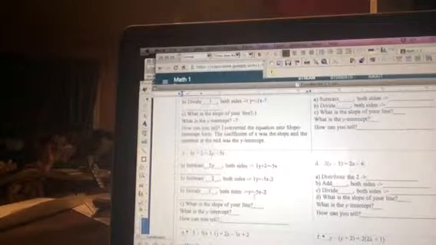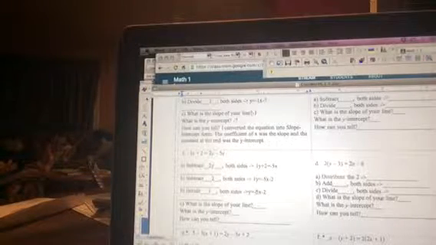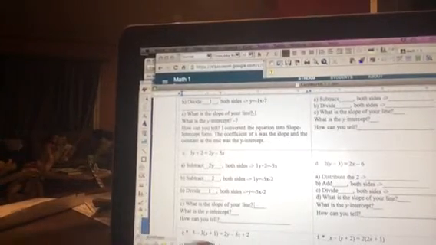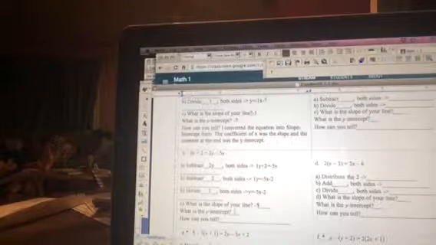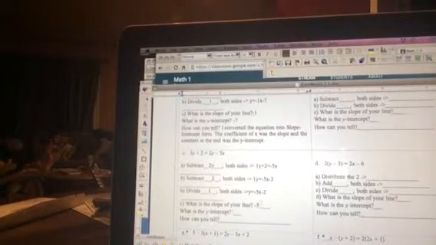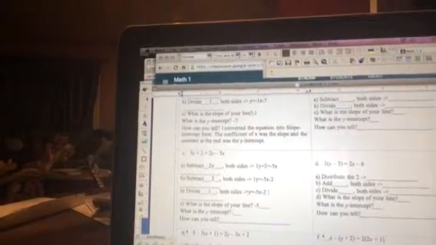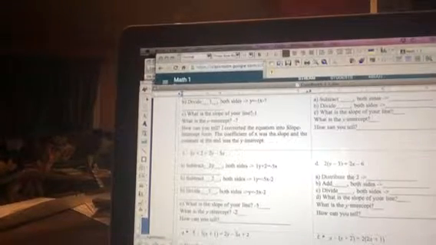What is the slope of our line? Well, we're in slope-intercept form. So the slope is the coefficient of x. So the slope here will be negative 5. What is the y-intercept of the line? It's going to be the constant at the end, so it's what we're subtracting. We're subtracting 2, so it's negative 2.